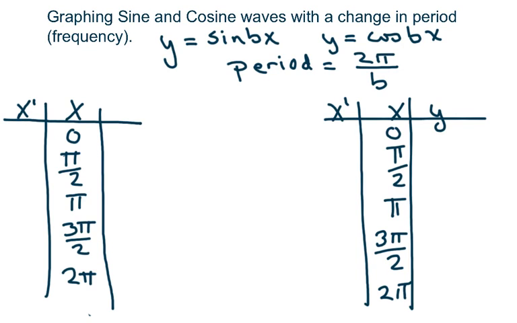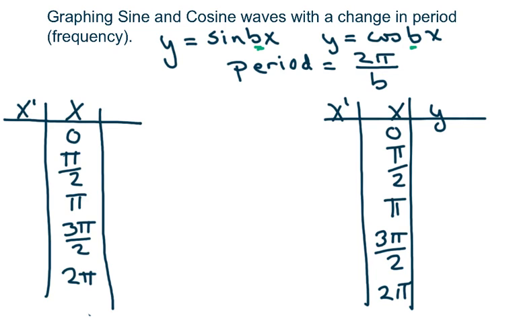We're going to talk about graphing sine and cosine waves with the change in period, which actually means the frequency. Basically, a normal period or complete wave of a sine or cosine function is 2 pi radians. However, the period will change to the constant b in the general equation. So here's our constant b in the general equation.